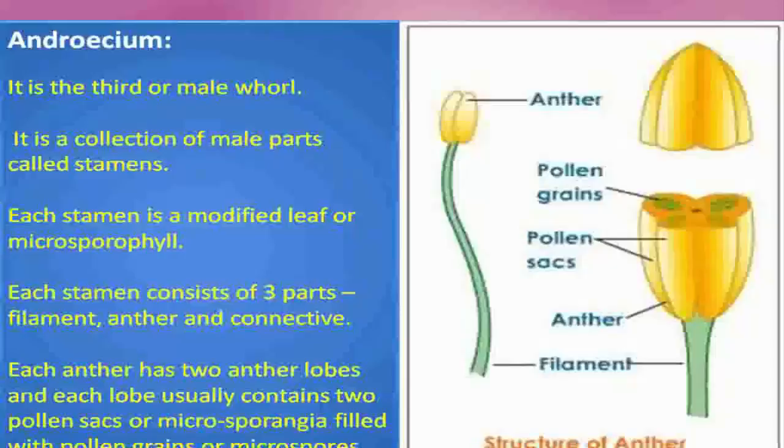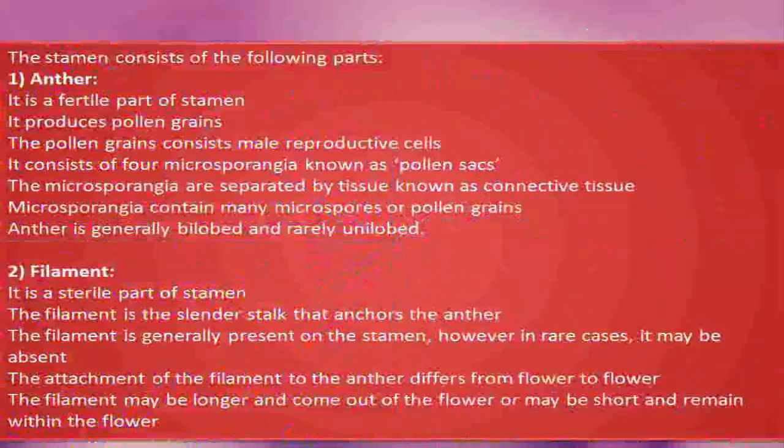Which are those? Filament, which is a stalk-like structure, anther, and connective that connects. Each anther has two anther lobes, and each lobe usually contains two pollen sacs. Pollen sacs are also known as microsporangia, which are filled with pollen grains or microspores. As I told you, stamen consists of anther, filament, and connective.